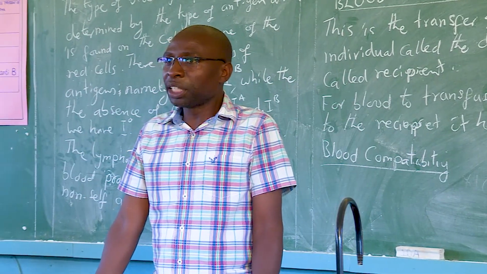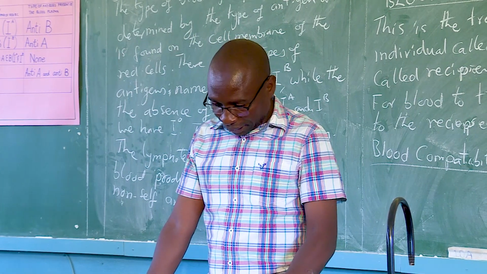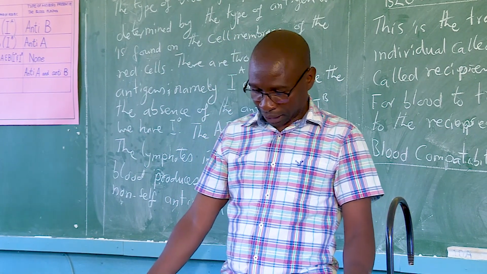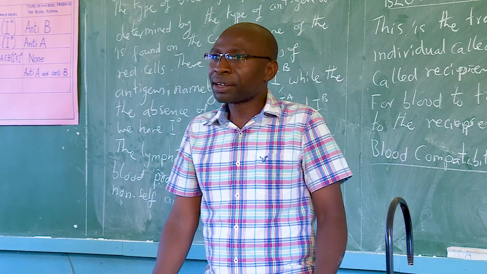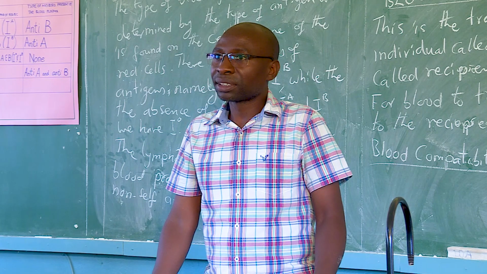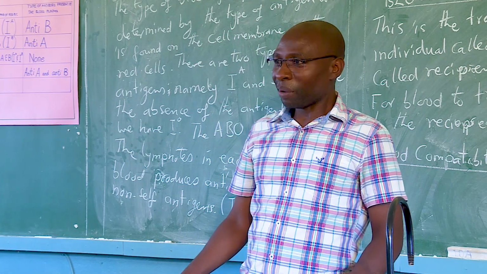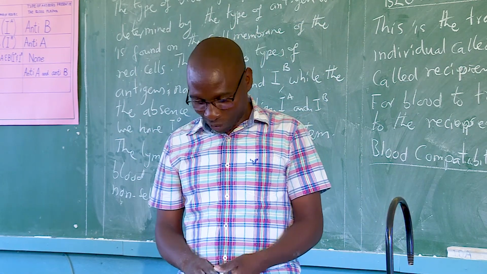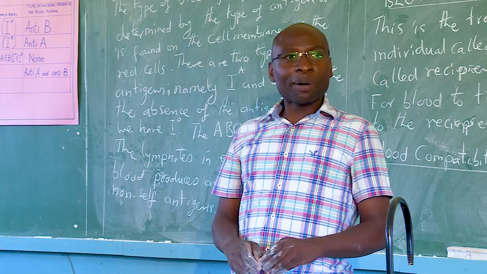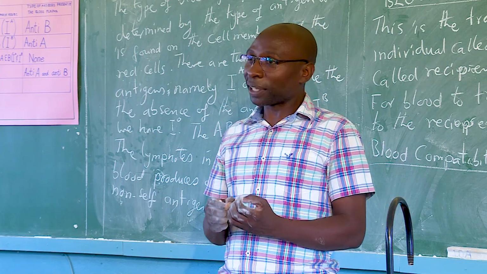If a person is blood group A and needs a blood transfusion, you can give blood group O. That's a nice answer. But before we look at which group, we are going to look at the compatibility. When we talk about blood compatibility, what you have given is the correct answer.